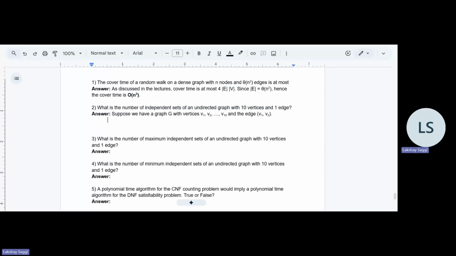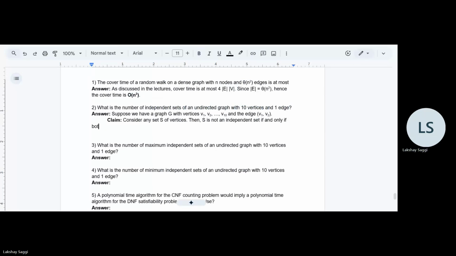Consider any set S of vertices. Then for this specific graph, S is not an independent set if and only if, so this is my claim actually, and this is not too hard to prove, if and only if both v1 comma v2 belong to S. So if both v1 and v2 belong to S, only then is it not an independent set.